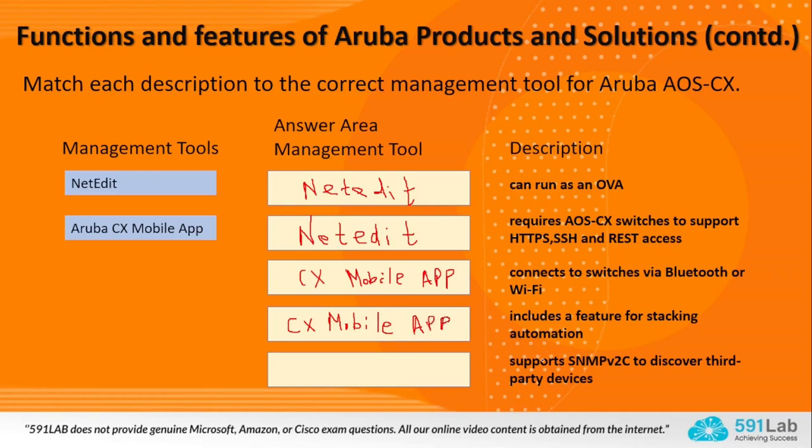Then last description, supports SNMP version 2C to discover third-party devices. Third-party devices are discovered by NetEdit using SNMP version 2. That is correct. So this is NetEdit. Okay, now we have matched the tools to these descriptions. So let's move on to the next question.